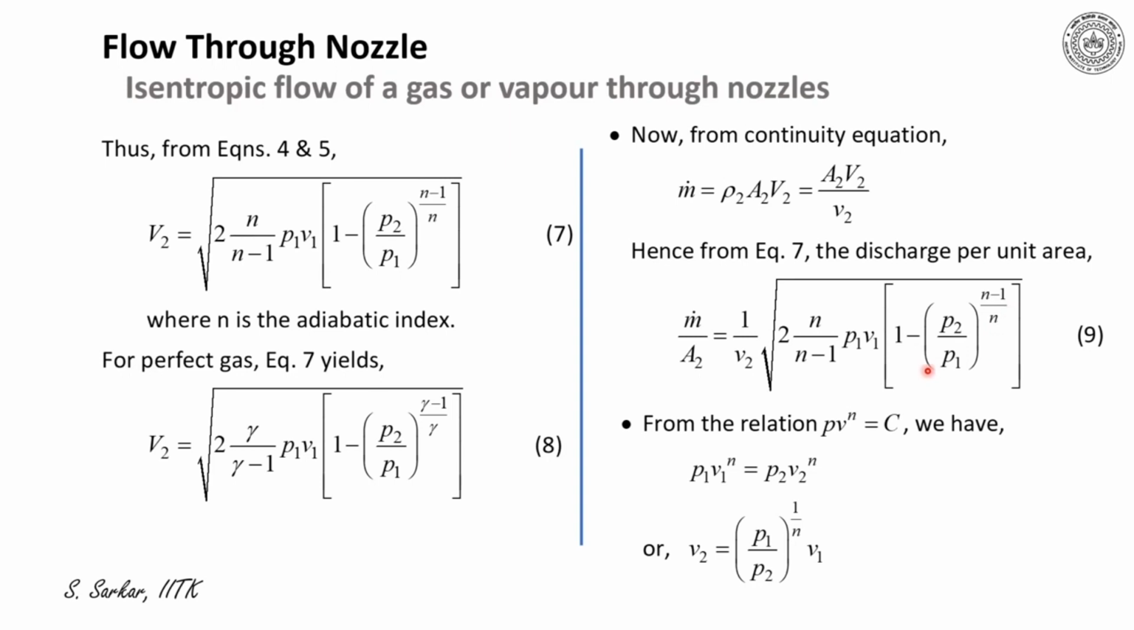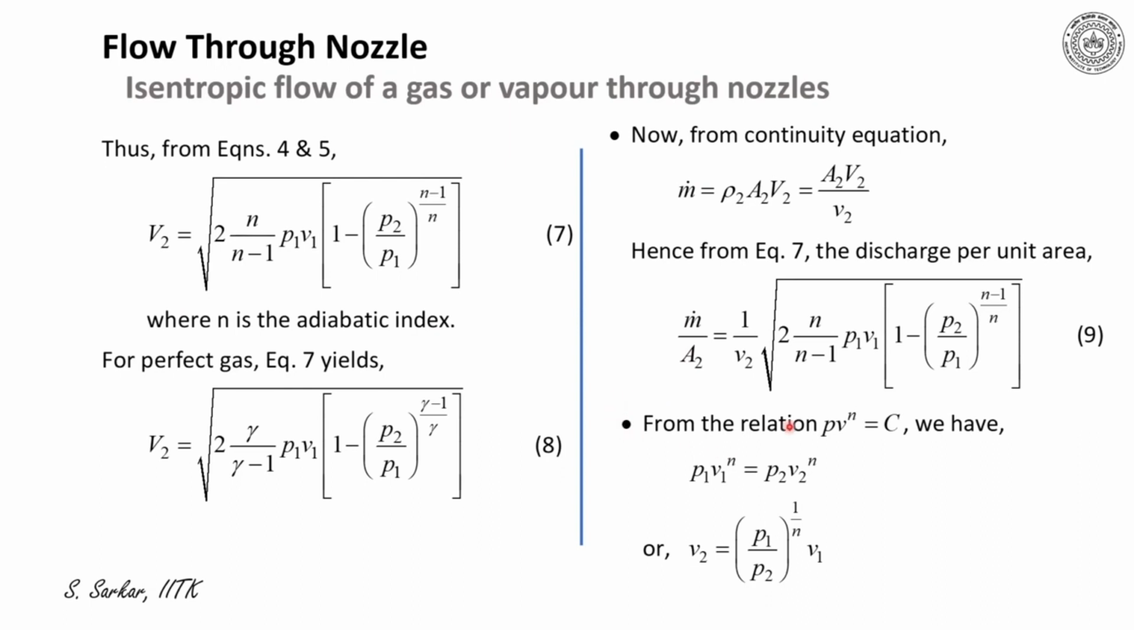How have we arrived at this? From the equation of continuity, m dot by A2, I can get V2 by small v2. Now, the V2, which is the velocity, we can get from equation 7. Thus, combining continuity and V2, I can get m dot by A2, which is equation number 9.